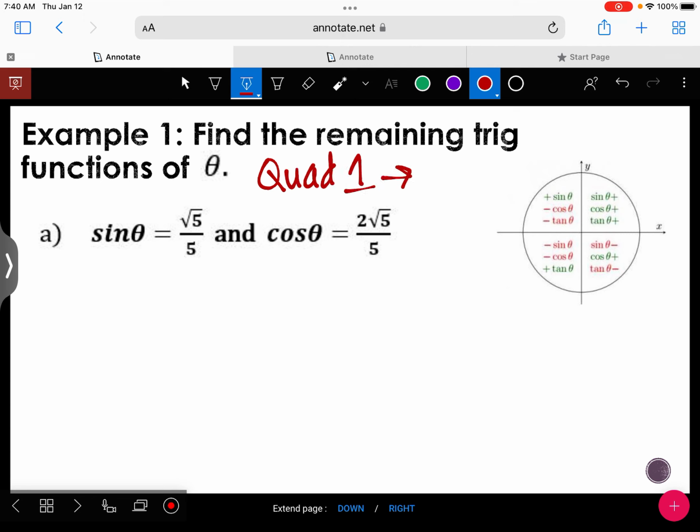which means that all of my answers should be positive. And that's the first thing you want to establish, is what quadrant we're in. So we're in quadrant 1. Because sine and cosine are only both positive in quadrant 1. So the easiest to find would be the sisters. So let's go ahead and find the sisters.